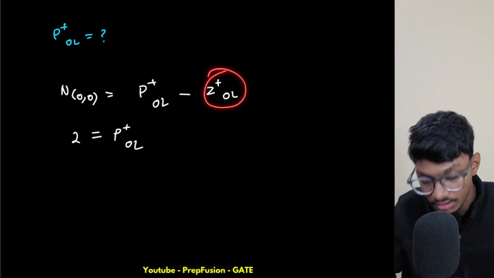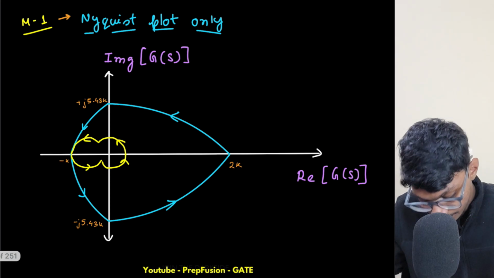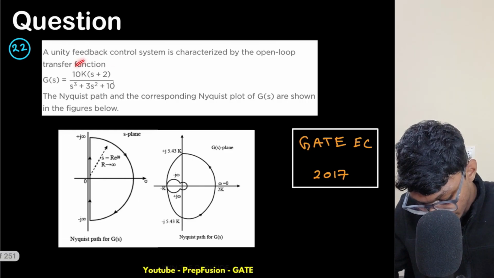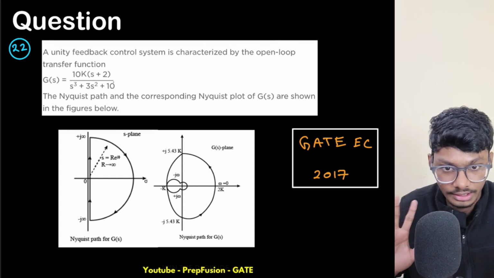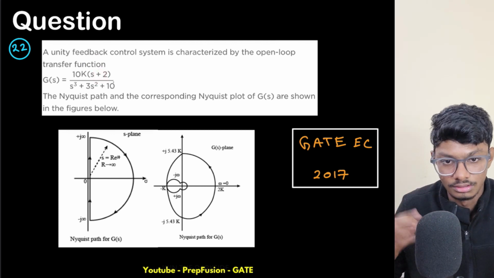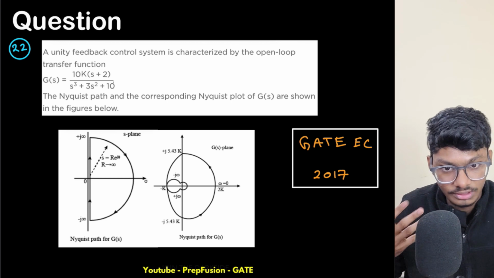And what is Z plus OL? Z plus OL is the number of zeros on the right hand side. How many zeros are on the right hand side of the OLTF? None. It is only s equals minus 2 that is one of the zeros, and it is on the left hand side.